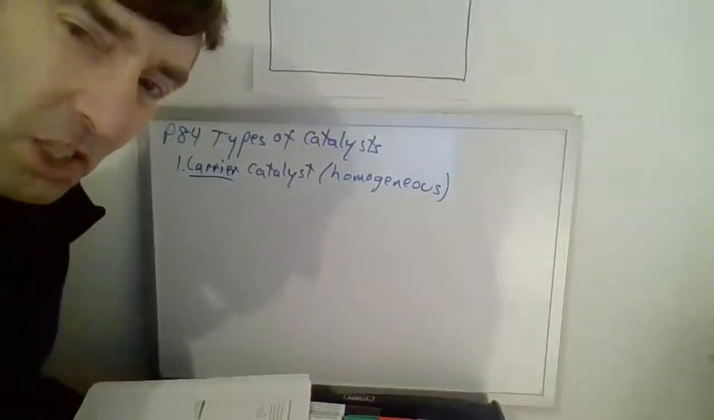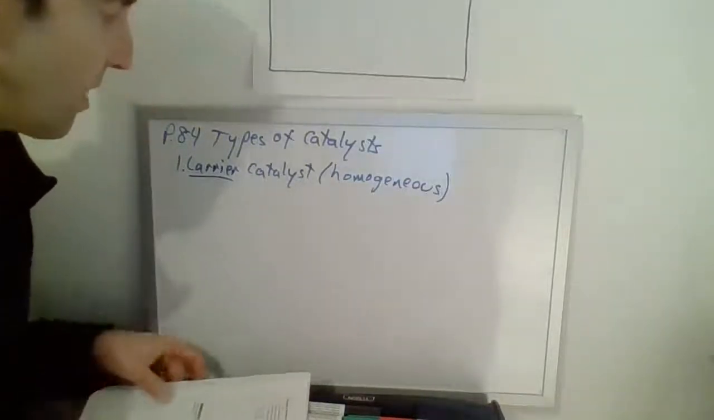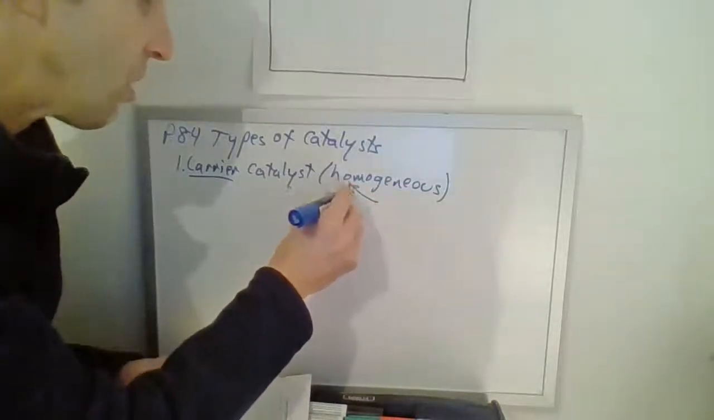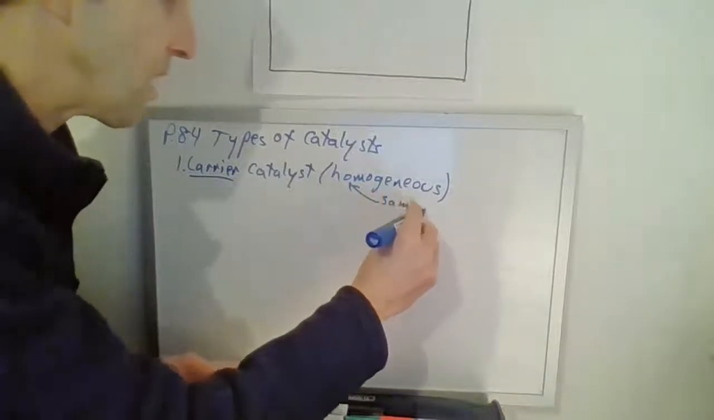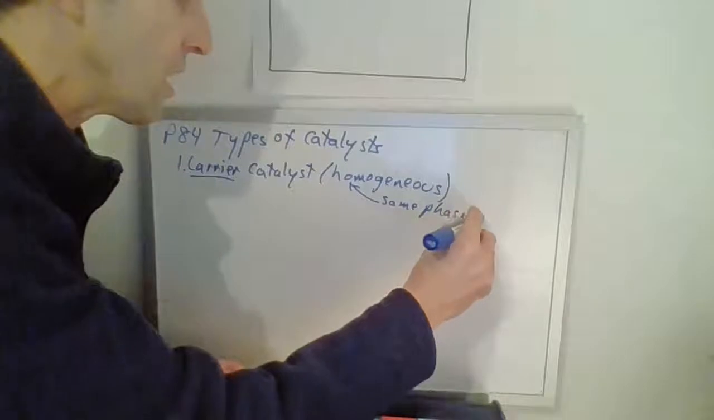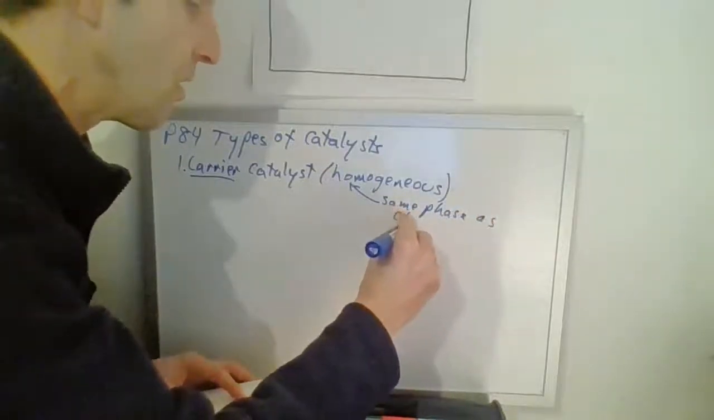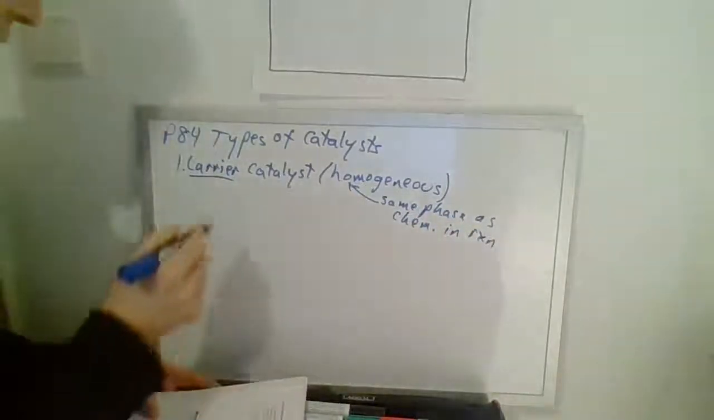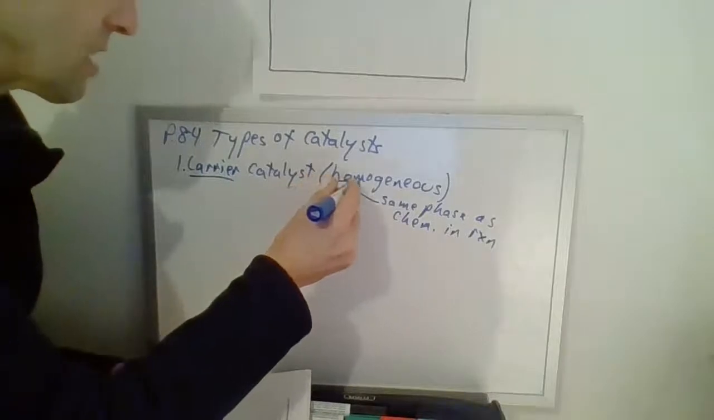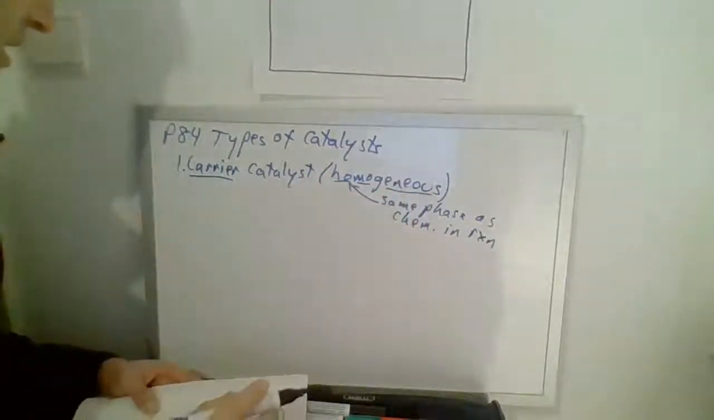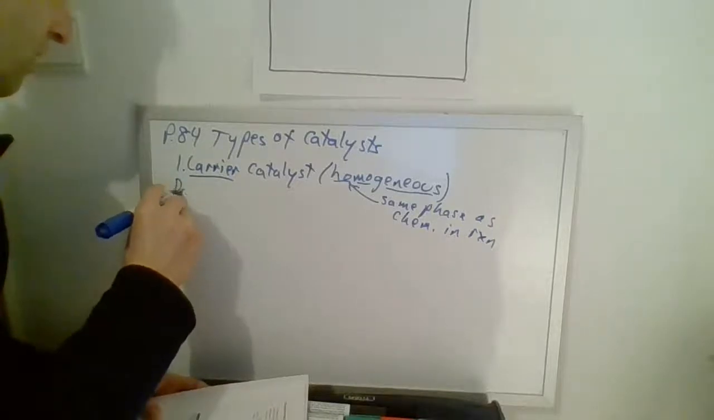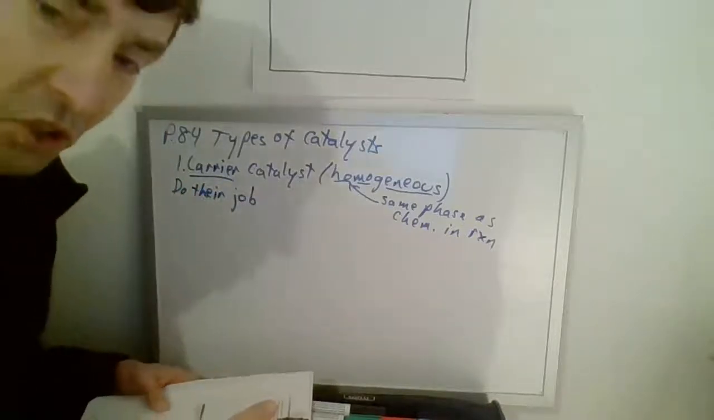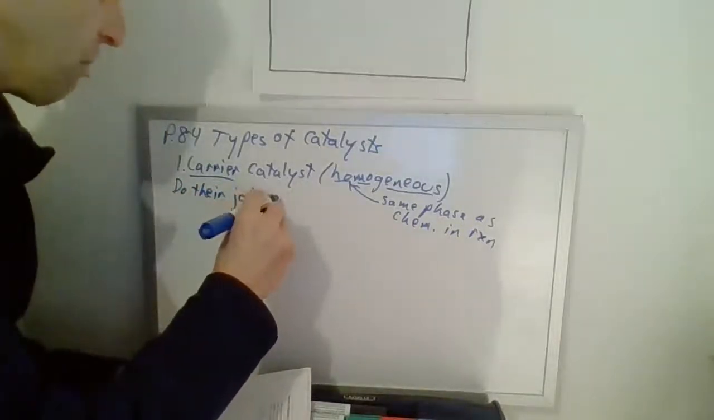You've all had homogenized milk, right? It's the same throughout, right? Homo means the same. So homo is the same phase. So homo here means same phase as the chemicals in the reaction. Okay, so carrier catalyst or homogeneous catalyst, I think that's what Cheryl uses. They do their job. Remember, they speed up reactions. They do that job as they're carried along by the chemicals.